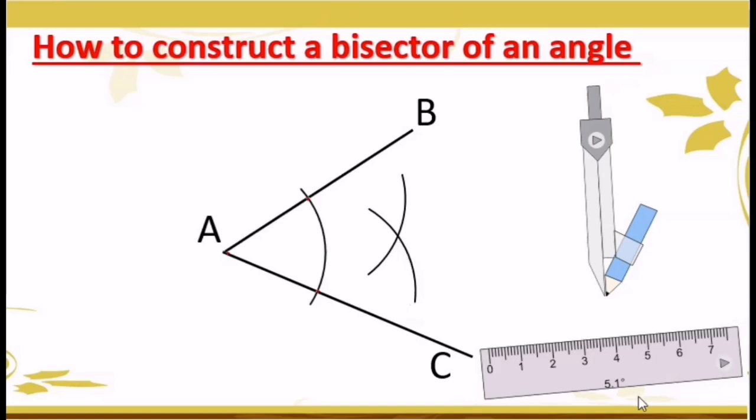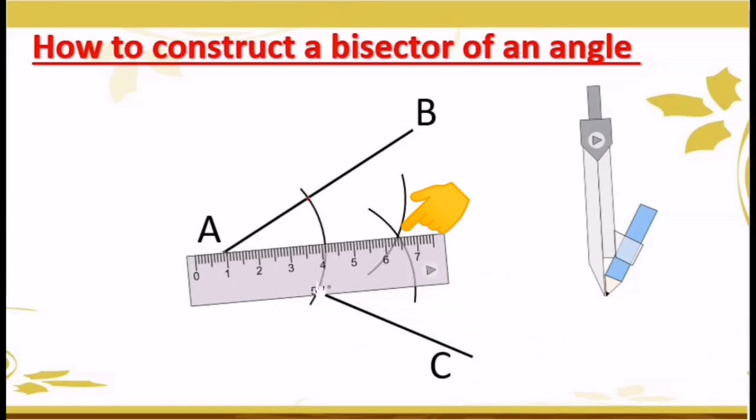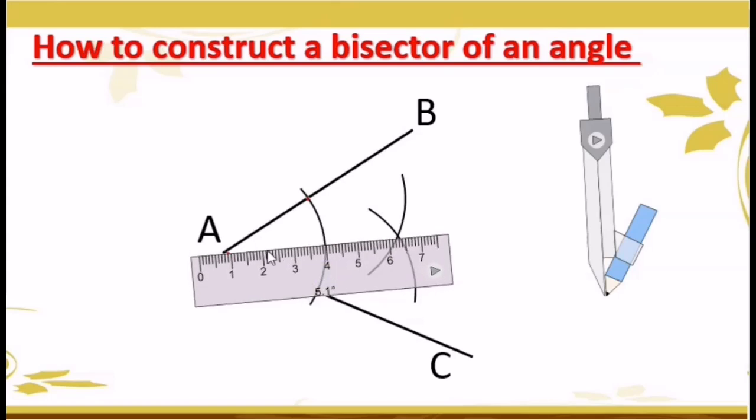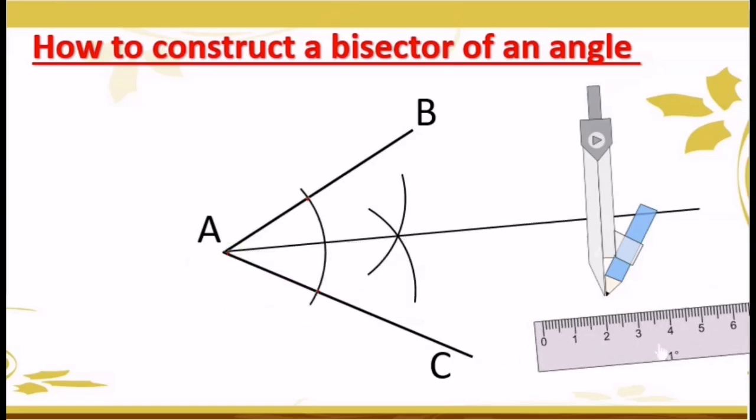The third step is to use the ruler to join the point A with this point. And this is the bisector for angle BAC, and this angle will be equal to this angle. Great.